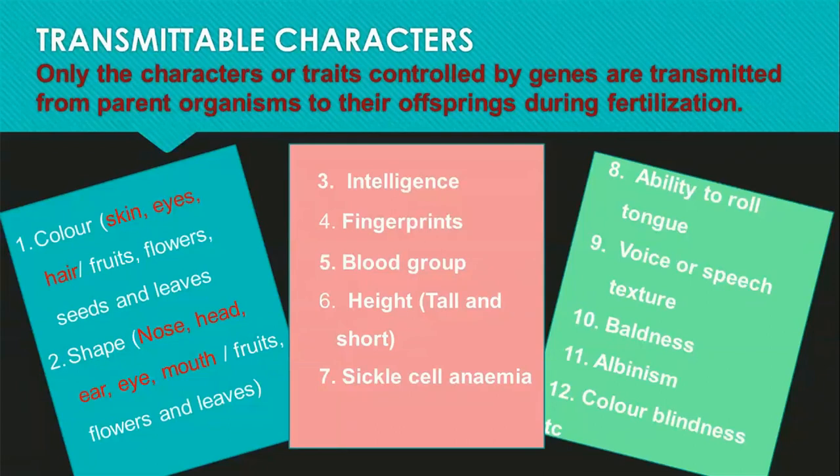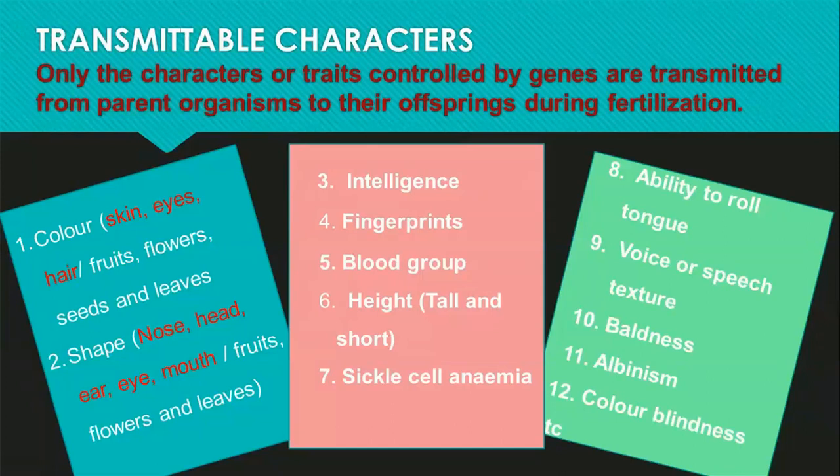Now some of these transmittable characters are: 1. Color. It can be color of the skin, color of the eyes, color of the hair, as in animals, or it can be color of fruits, flowers, seeds, and leaves, as in plants. Number 2, shape. Shape of the nose, shape of the head, shape of the ear, shape of the eye, shape of the mouth, as found in animals, or shape of fruits, flowers, leaves, and even seeds, as found in plants. Number 3, intelligence. Yes, intelligence too can be inherited by children or offsprings from their parents.